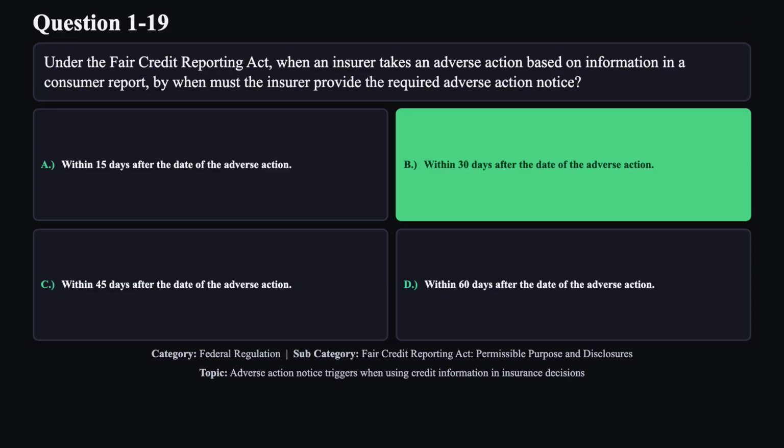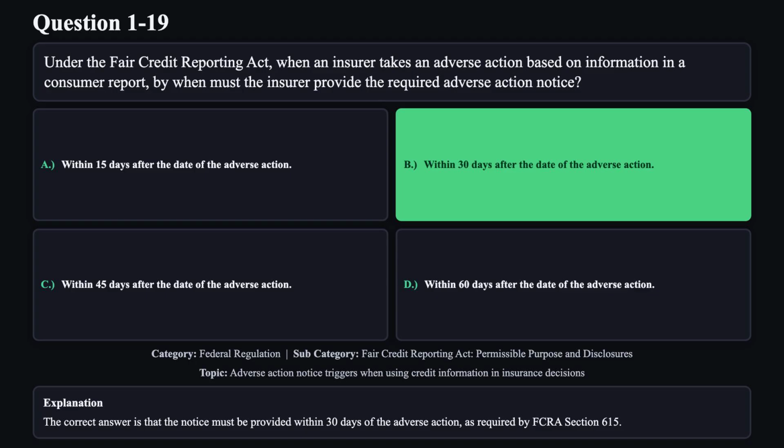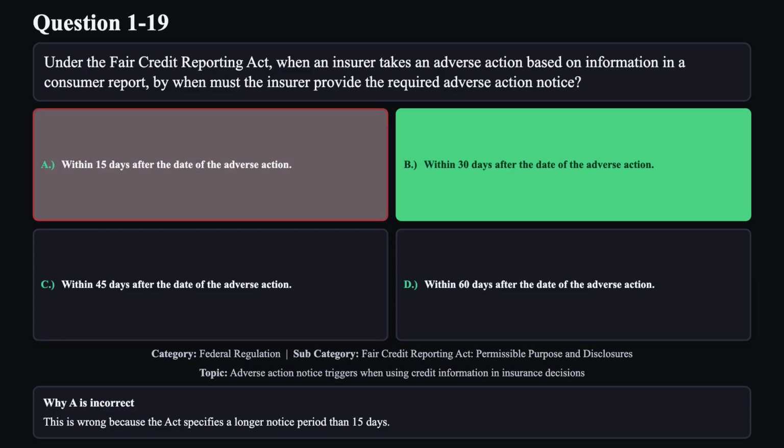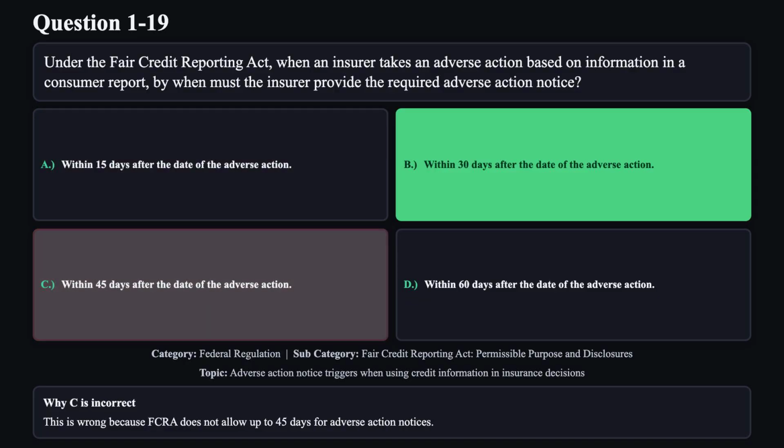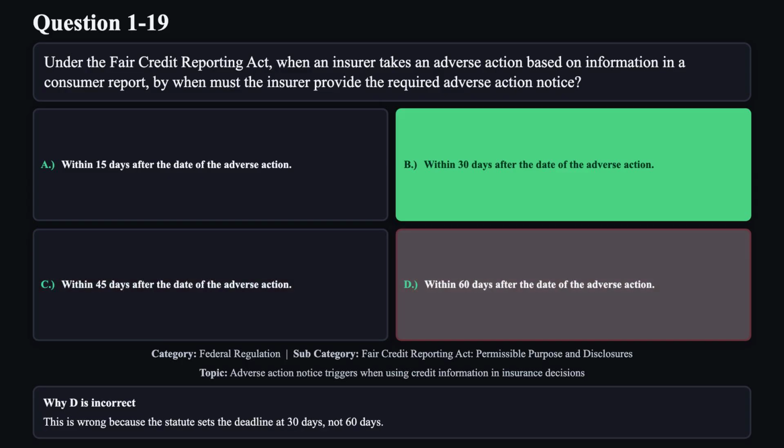The correct answer is B. The correct answer is that the notice must be provided within 30 days of the adverse action, as required by FCRA Section 615. Reason A is not correct. This is wrong because the Act specifies a longer notice period than 15 days. Reason C is not correct. This is wrong because FCRA does not allow up to 45 days for adverse action notices. Reason D is not correct. This is wrong because the statute sets the deadline at 30 days, not 60 days.